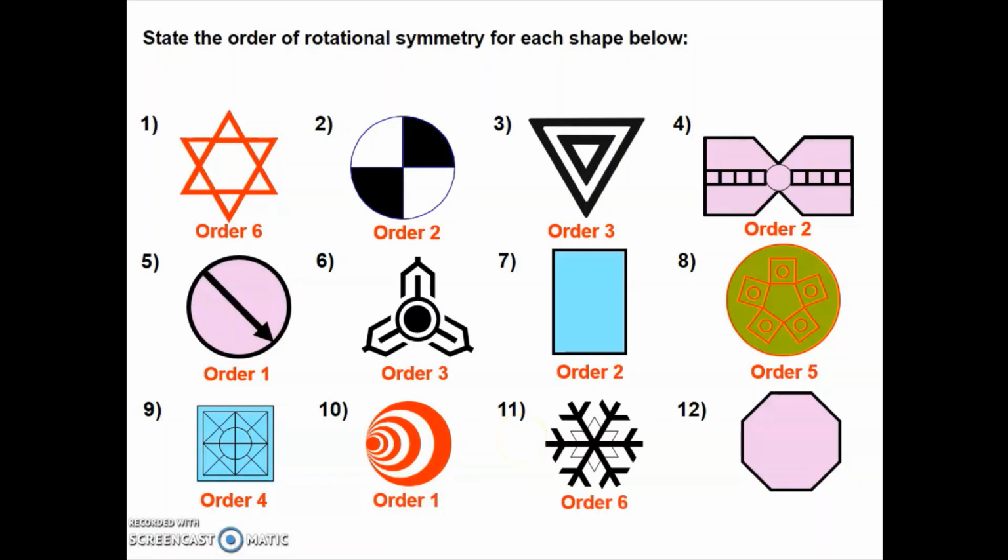11, order 6, and 12, order 8. As discussed as we left the previous slide, a regular octagon, you would expect to have order 8 because it has 8 sides of the same length.